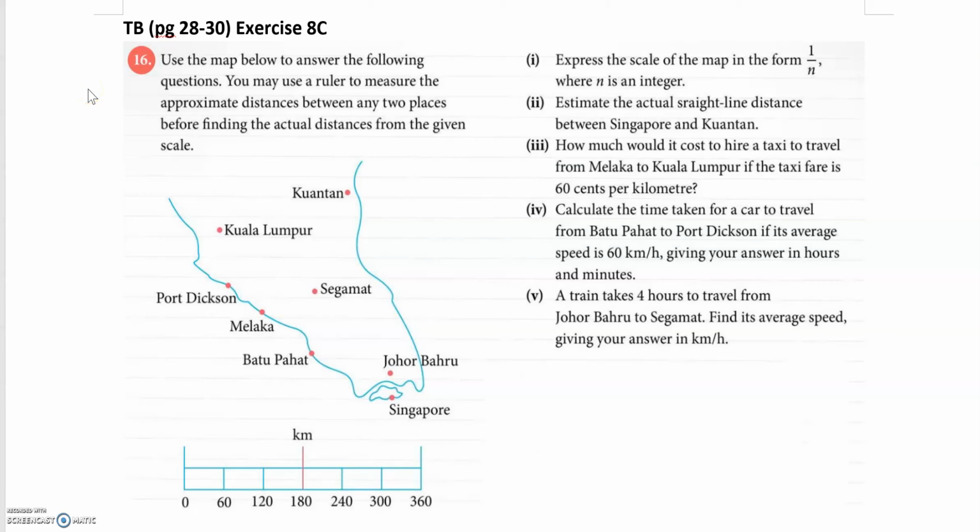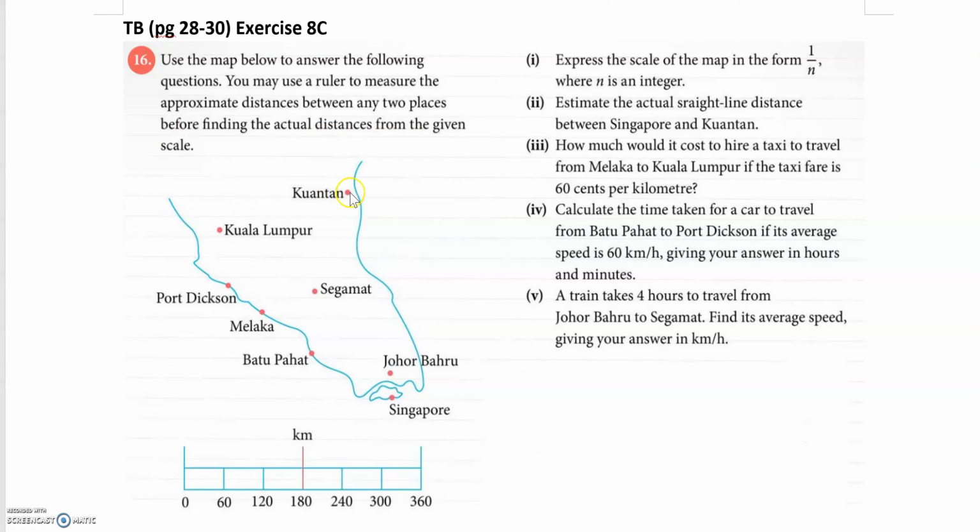This is question 16 of exercise 8C. In this video guide, I will be going through how you can solve this question. Question 16 wants us to use the map below to answer the following questions. And it says that you can use a ruler to measure the approximate distances between any two places before finding the actual distances from the given scale.